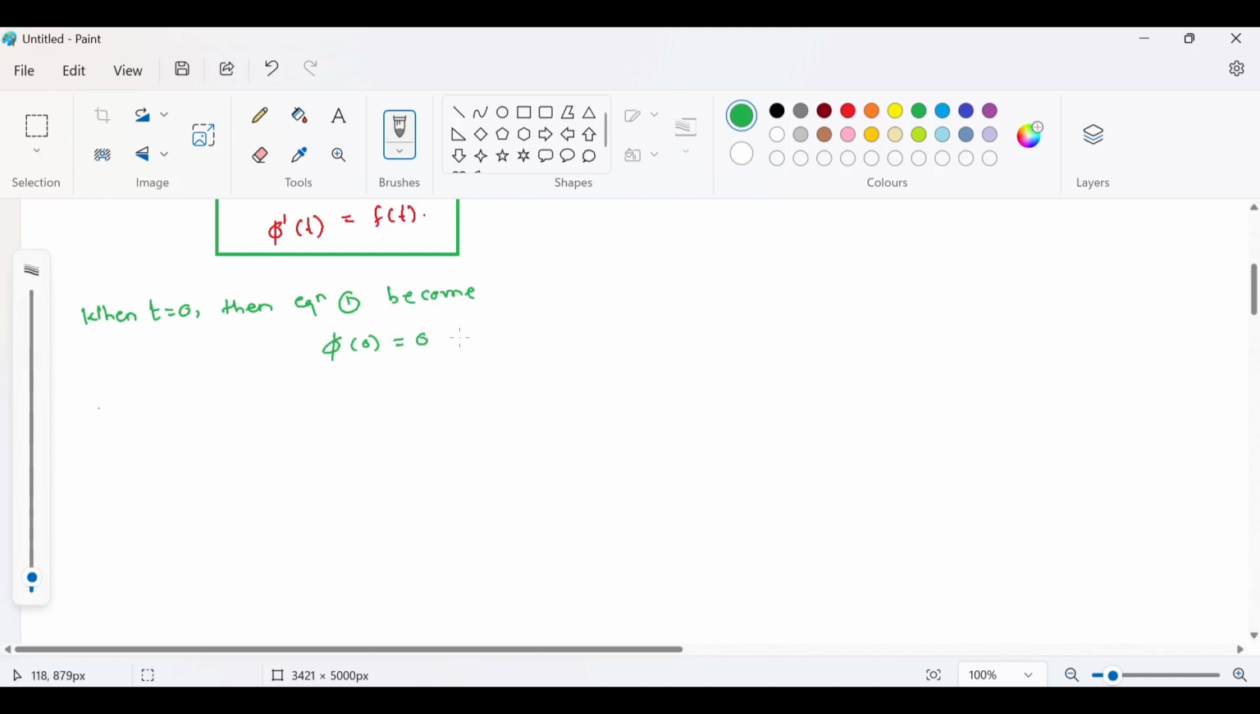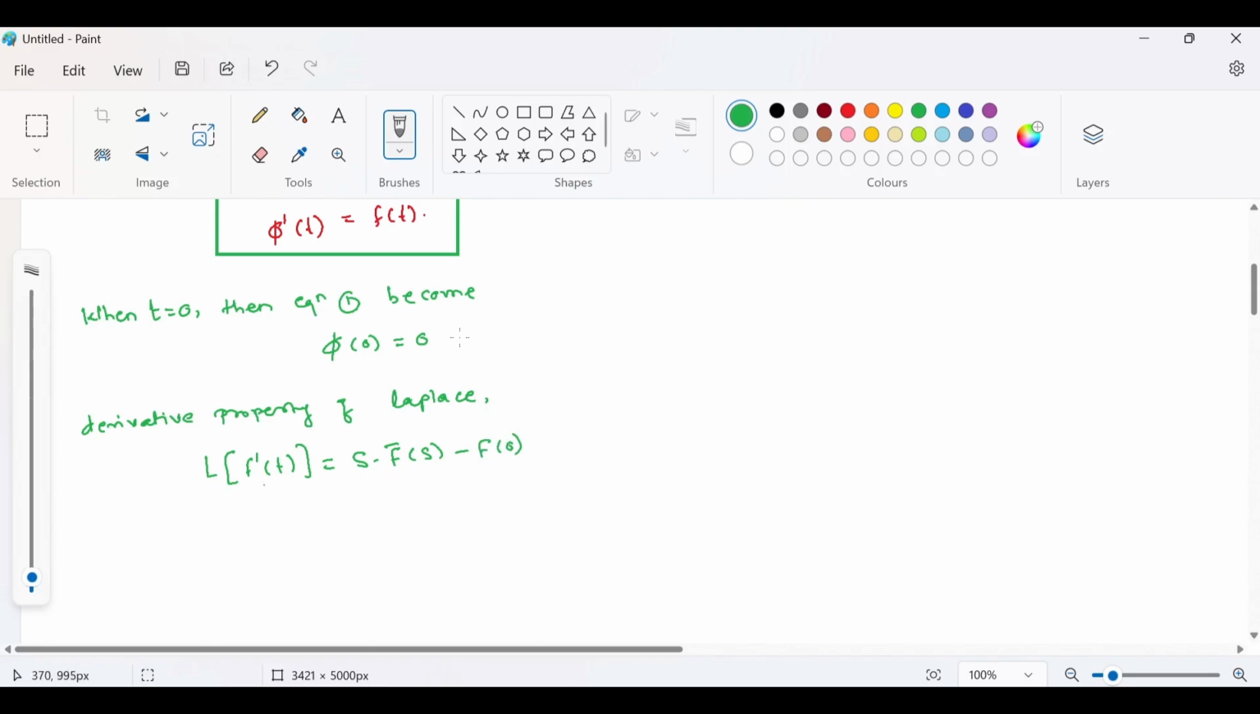Now next step. In the last to last session, we have discussed one property, that is the property of Laplace based on derivative. So what is that property? Derivative property of Laplace. What is that property? Laplace of f dash of t is equal to s into f bar of s minus f of 0, right?